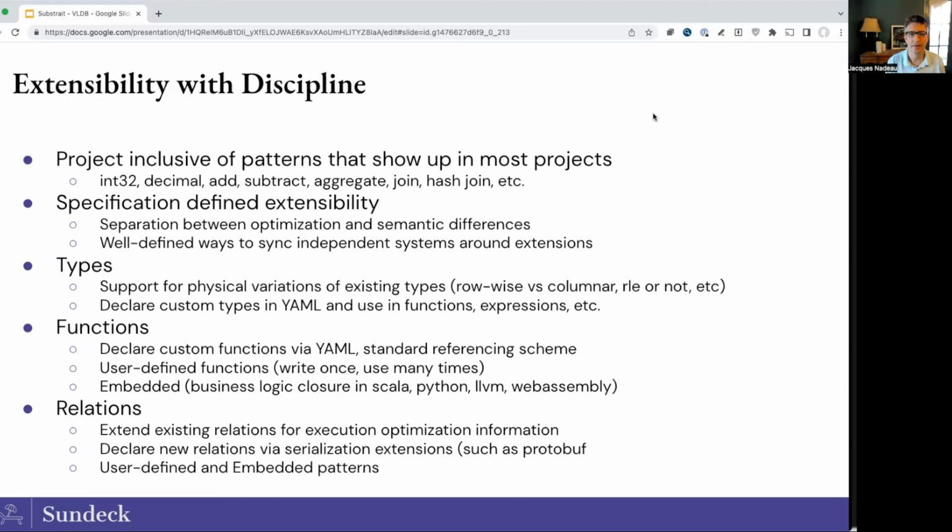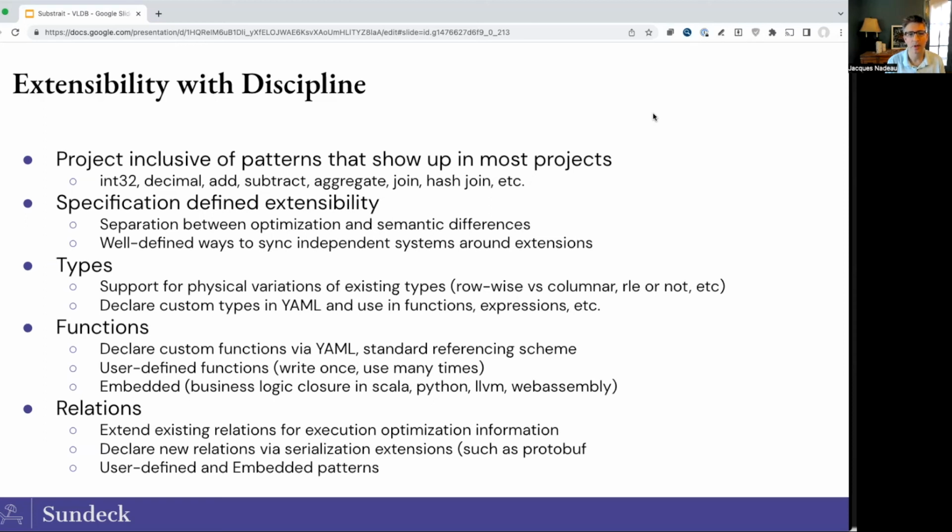We also have relations. Now, relations are a little bit more complex in the way you have to extend them because they have arbitrary complexity to the structure of the fields that you're going to have. And so we have a bunch of relations, as I mentioned, in the project already, but then you can define new relations with serialization extensions. For example, in the protobuf, you define those using a combination of any and your own protobuf objects. And again, just like with functions, we are expecting to have both user-defined relations as well as embedded patterns.